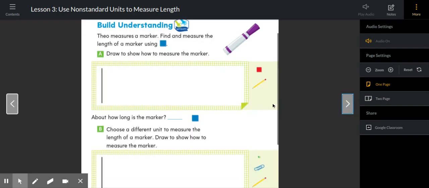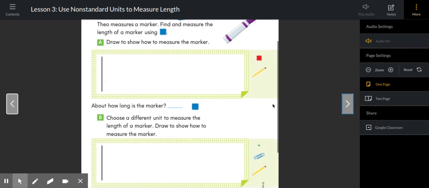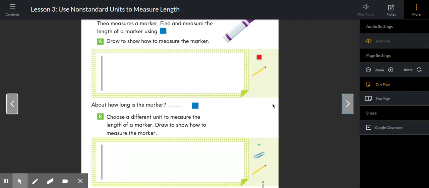On this next page, I suggested in the directions on today's packet that you would use the green cubes because you don't have these squares that we have at school. But you could also use the paper clips if you've lost your green cubes or can't find them today. You could use that strip of paper clips. So Theo measures a marker. Find and measure the length of a marker. So use a marker at your house. If you don't have a marker, use a pen.